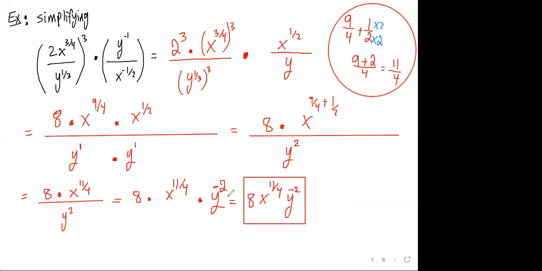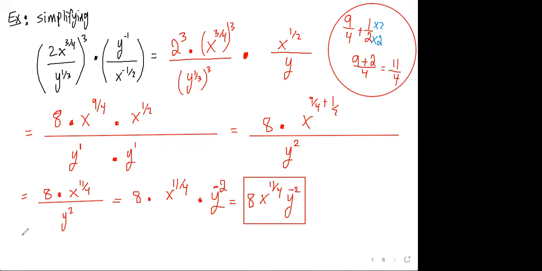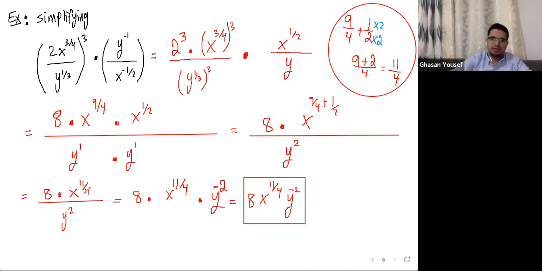So for the final, do you prefer us to write the y with the negative exponent, or put it under the fraction, or you don't care? Yes, you have to write it like this. If I told you don't write the answer as a fraction, without a fraction, you have to write it like this: 8 times x to the power 11 over 4 times y to the power minus 2. But if I did not specify what the answer should look like, you can write it like this as a fraction.